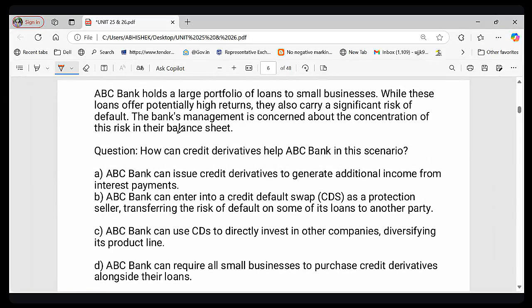So what do you think? How can this credit derivative help ABC Bank in this scenario? This is the question. So drop your response A, B, C, or D, and let me explain what is happening here. Let me break it down in simple terms.